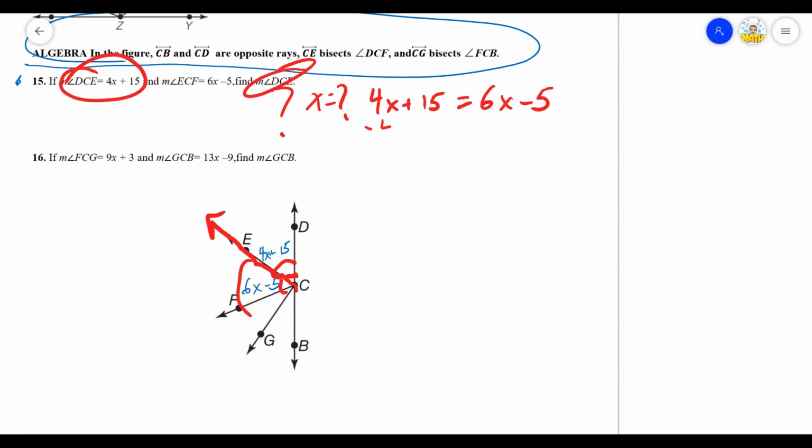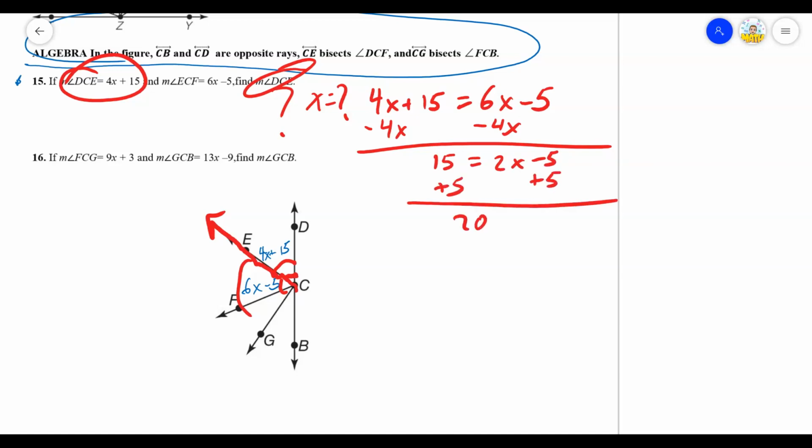Okay, so hopefully you subtracted 4x from both sides. So we collect all the x's on one side. So I have 15 equals 2x minus 5. And then I would add 5 to both sides. So 20 is equal to 2x. Divide by 2, and we have x is equal to 10. So that's our first step.